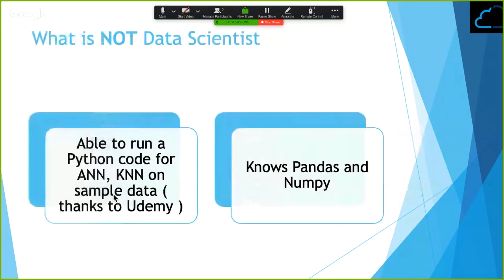So what is not a data scientist? If someone is able to run Python code on ANN, KNN, from a $10 Udemy course, you cannot be a data scientist. You can run a bunch of code on hello world data, but when real world data is given, you won't be able to do anything with it because you won't understand feature engineering. Second, a lot of people say, okay, I know Pandas and NumPy, I'm a data scientist. You can call it that, but I don't think that is a data scientist. That comes to the realm of what we talk about next, data analytics.